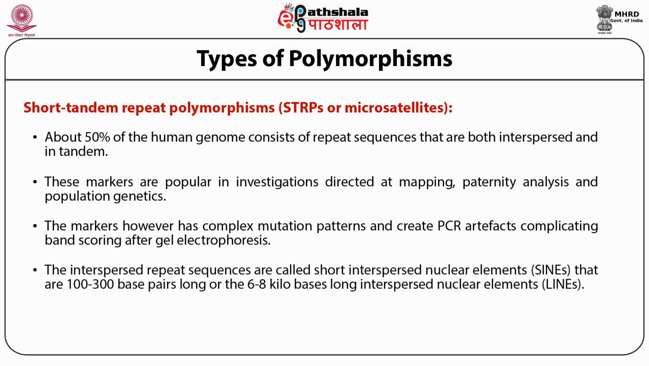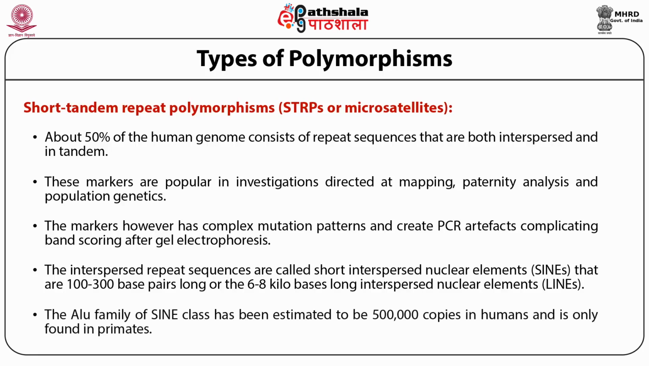Interspersed repeat sequences include short interspersed nuclear elements, that is SINEs, which are 100 to 300 base pairs long, and long interspersed nuclear elements, that is LINEs, which are 6 to 8 kilobases long. While the satellite markers have been at the forefront of family and forensic studies, the SINEs have been widely used in studying human genome diversity.